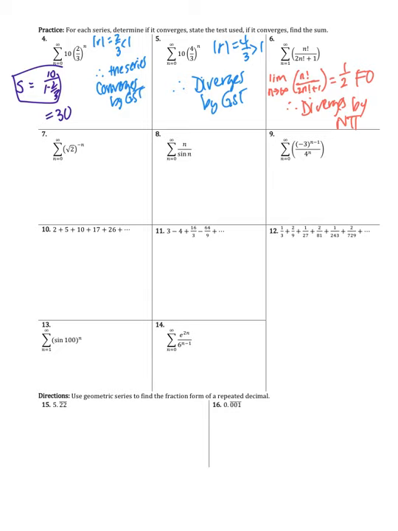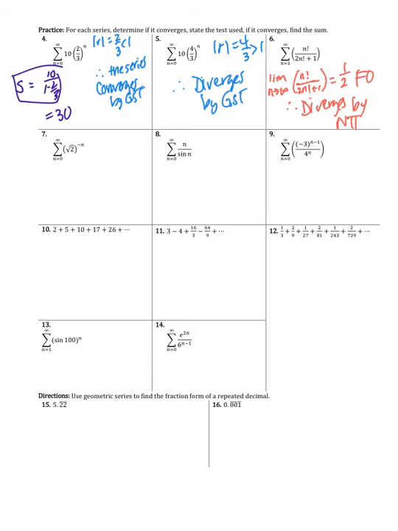Number 5, that absolute value of that ratio is 4/3, which is greater than 1. Therefore, the series diverges by GST. Again, you can conclude either as long as it's a geometric series. Number 6 is not geometric. So the only other test we have at our disposal as of right now is NTT.